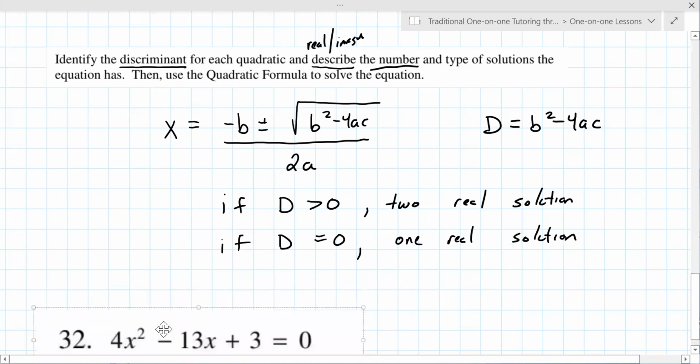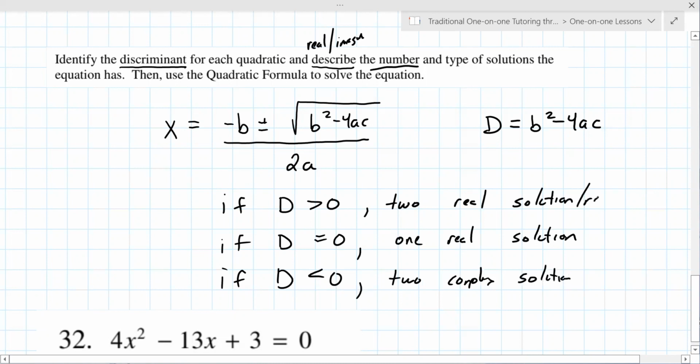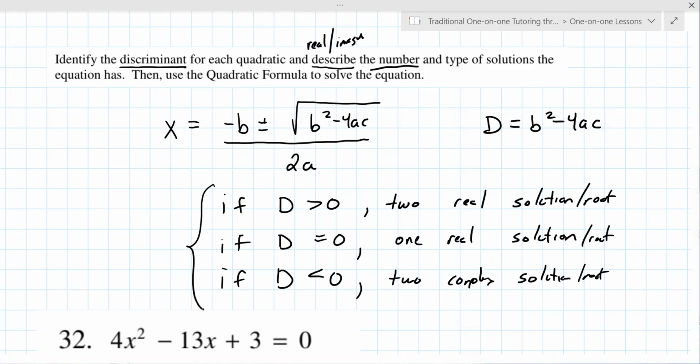And if d is less than 0, there are two complex solutions or roots. So in math, we use all of these things kind of interchangeably: roots, solutions, answers. You have to know this though. And I don't have a good way to tell you to remember it, unfortunately. Just spend a few moments to try to get that down.